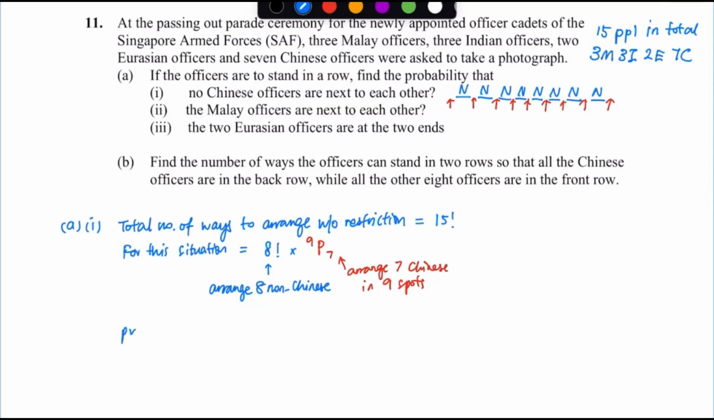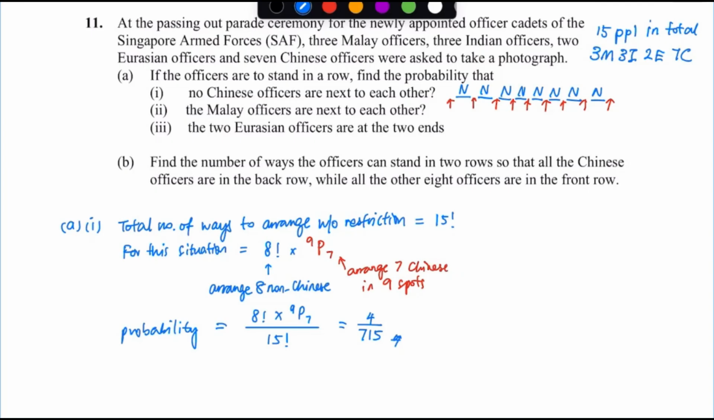So the required probability would be 8 factorial multiplied by 9P7 divided by 15 factorial. All this together gives us a very weird number, 4/715.